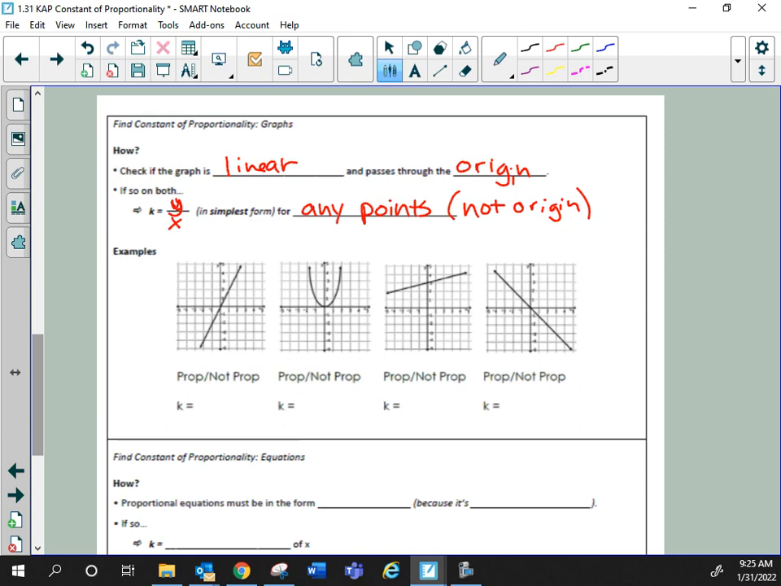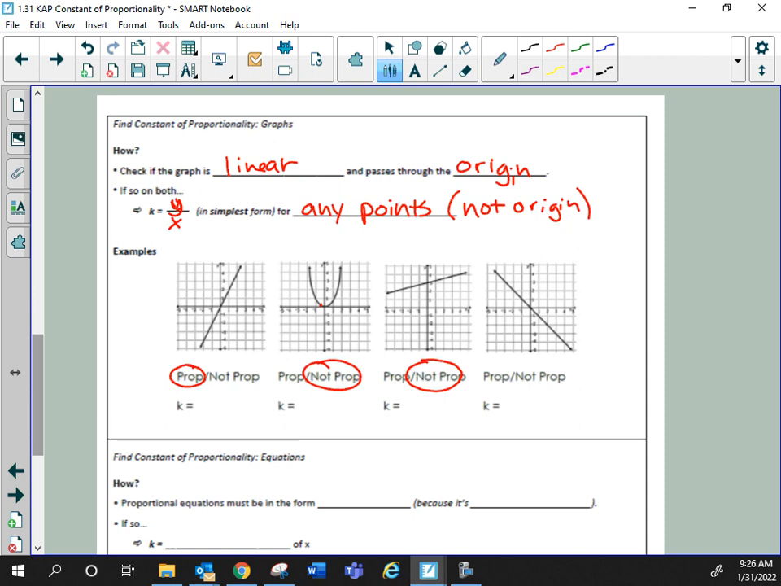So example 1, does it go through the origin? Is it linear? Yeah. Proportional. Number 2, is it going through the origin? Yes, it's going through the origin. But is it linear? No, bye-bye. Not proportional. Third one, linear? It is, that's a line. Yeah, but does it go through the origin? No. It does not. I'm just testing you.